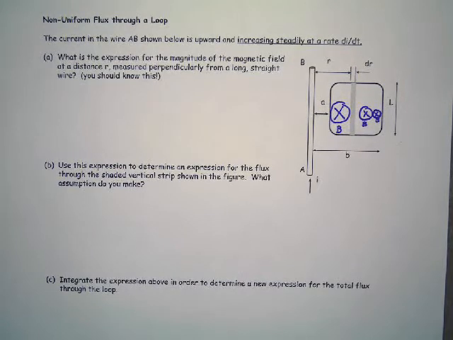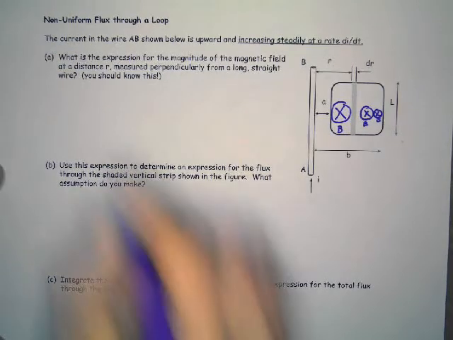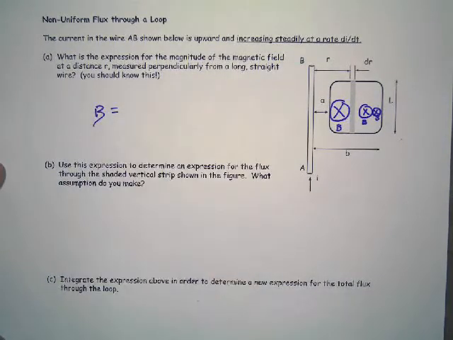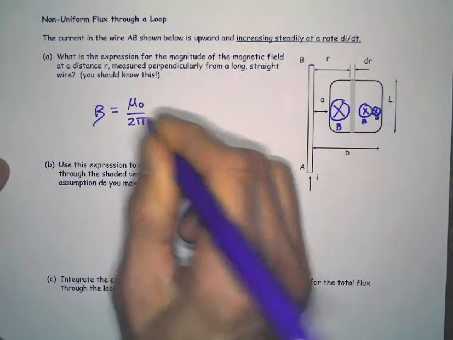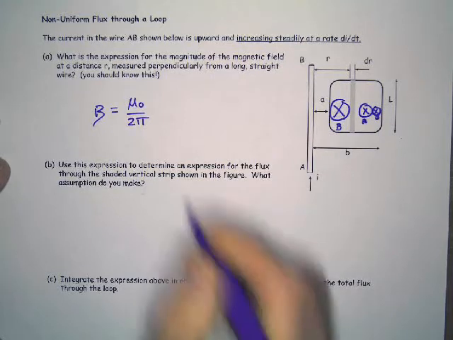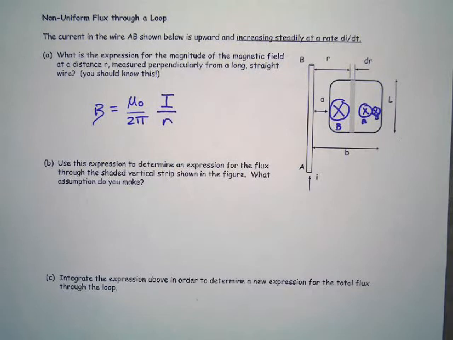Okay, so let's walk through the steps here. First of all, let's remember the expression for the magnetic field when you are near a long straight wire. I said you should know this because you really should. That expression is that the field is equal to our constants multiplied by current divided by the distance from the wire.